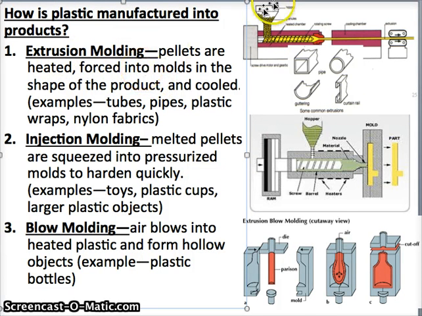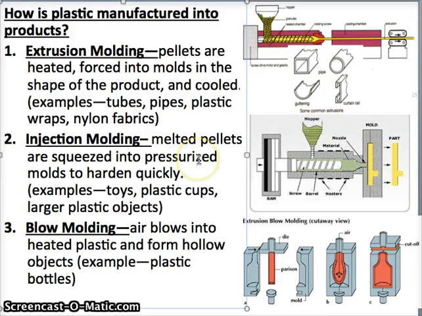In this process, the pellets are heated, forced into molds the shape of the product, and cooled. So you can see here the nurdles are being melted, and then we have the cooling chamber, and this is the product. And usually tubes and pipes and plastic wraps, nylon fabrics are made from extrusion molding, and these are just some of the common products made.